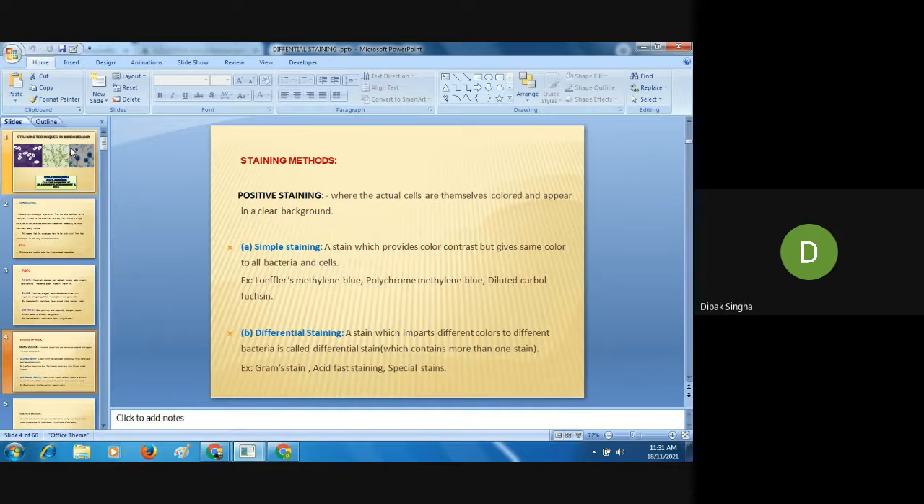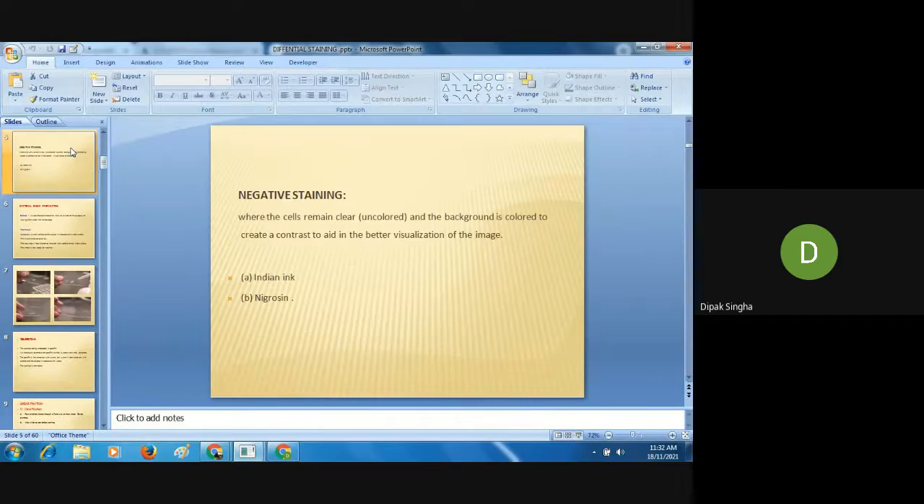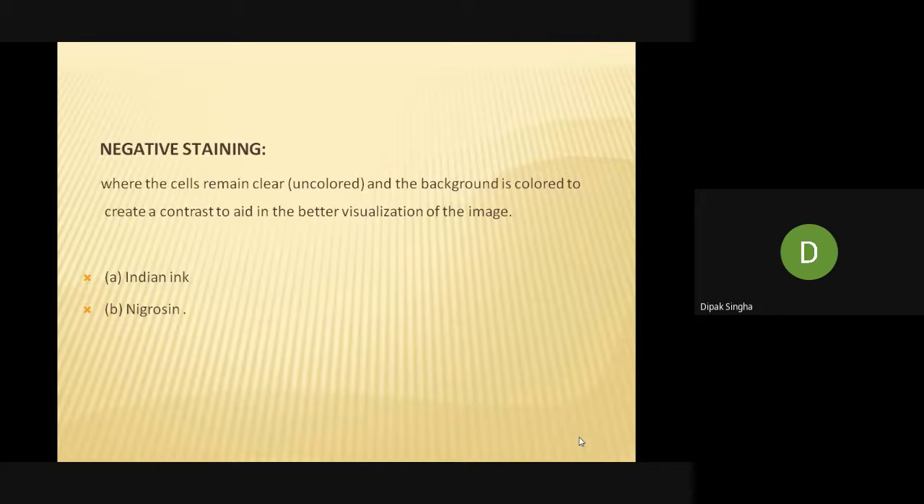Gram staining is not simple, it is differential staining, which imparts different colors to different bacteria and uses more than one stain. Examples are the Gram stain, acid fast stain and spore stain. Negative staining, such as with Indian ink, means the cell remains clear or uncolored and the background is colored. So it creates a contrast to aid better visualization of the image, just like Indian ink and nigrosin.